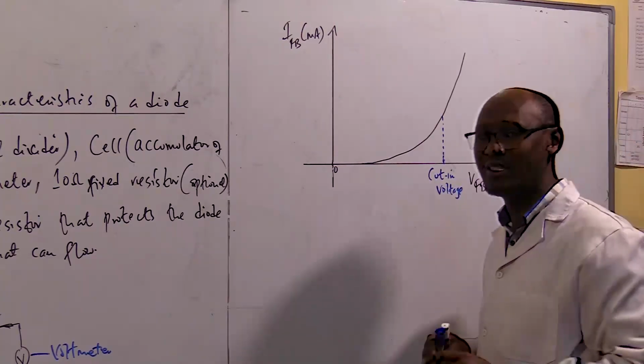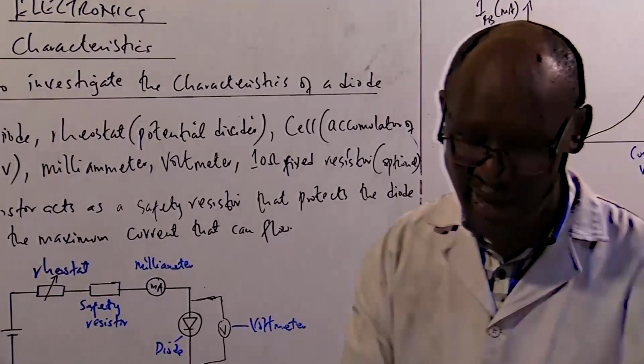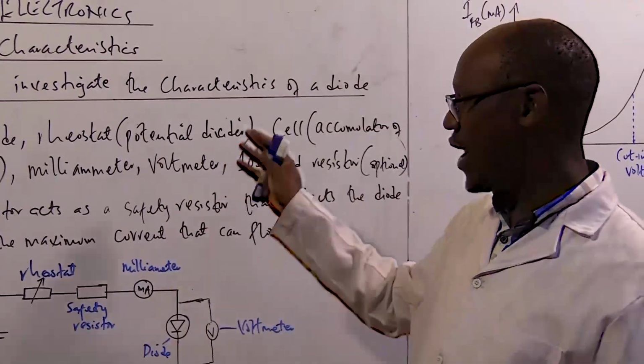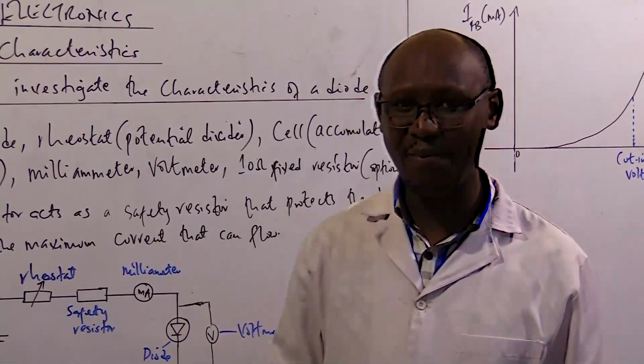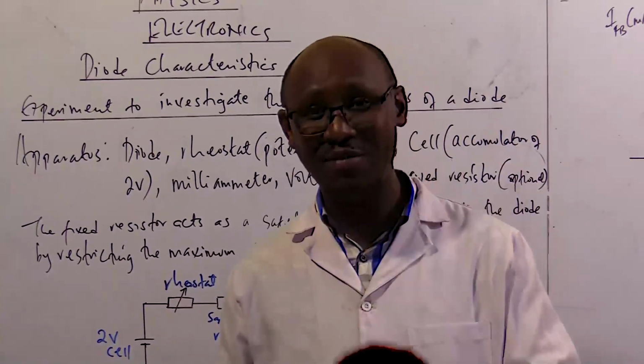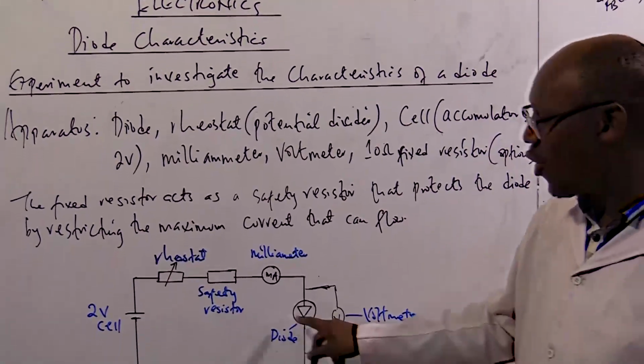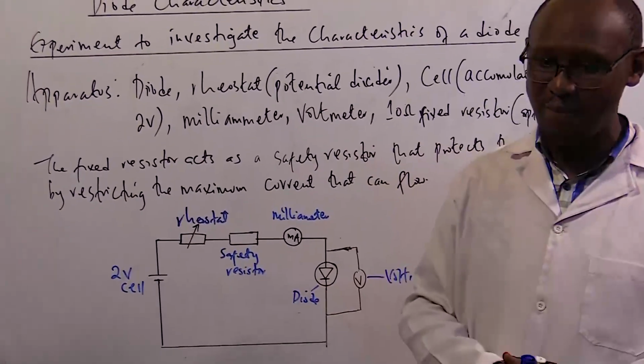So you can be able to know that. But it's important that you understand that is how our forward bias diode will behave when connected in that particular circuit. Till we meet in the next lesson, where we'll be looking at the reverse bias characteristics by just reversing the diode or reversing the cell, one of it.